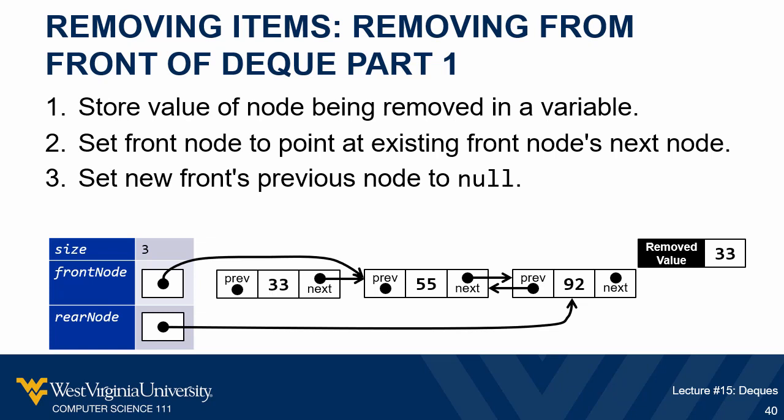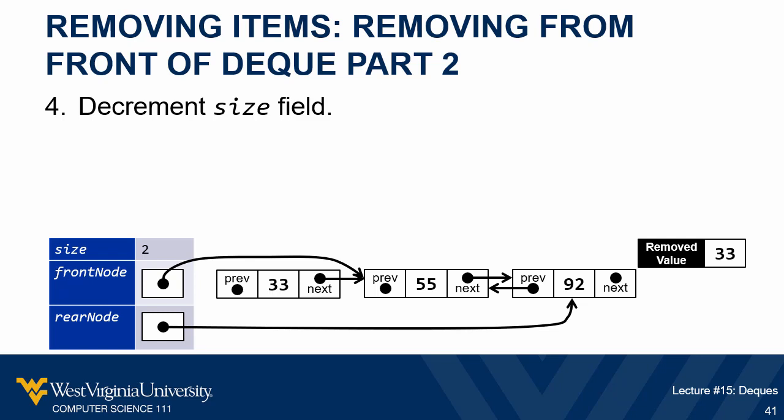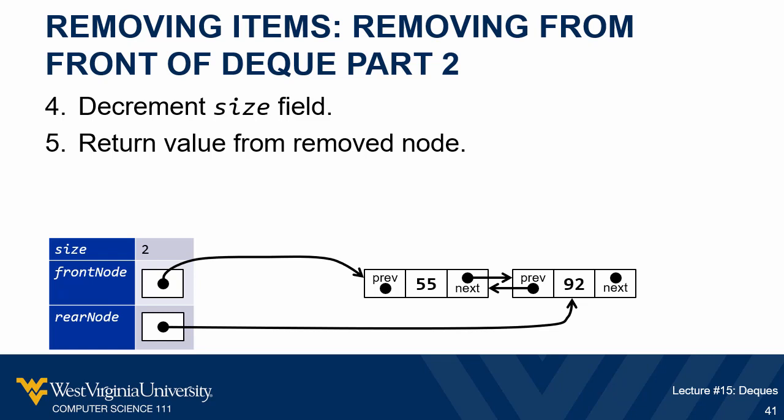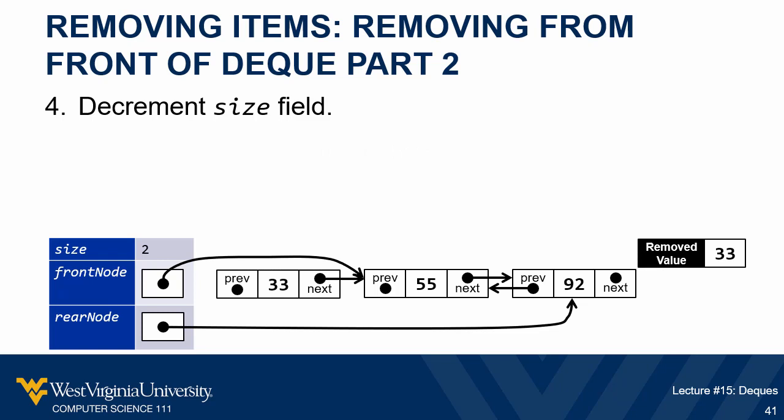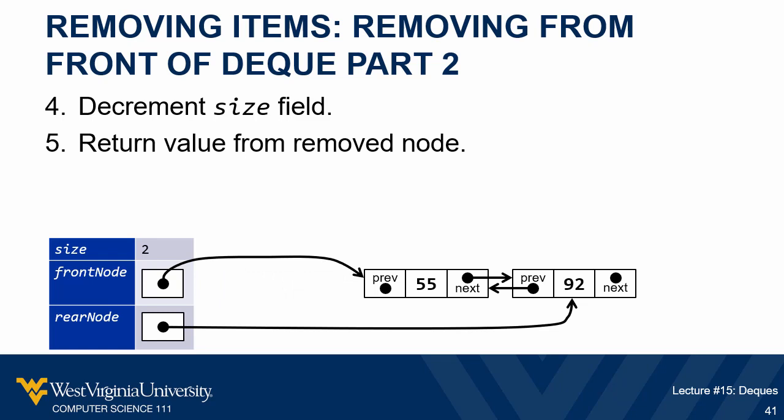Once we've done that, we'll go ahead and decrement our size field, and we're going to return the value from our removed node. We don't need to specifically remove the link from the node that we're removing, the one next to the new front. We don't need to set that to null because that's just going to go away when we exit our remove front method. So when we return that value, we're also getting rid of that front node and its link out. And that gives us a completed chain with our updated front and one fewer node storing values.